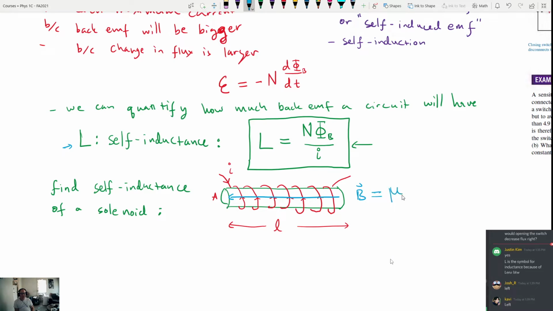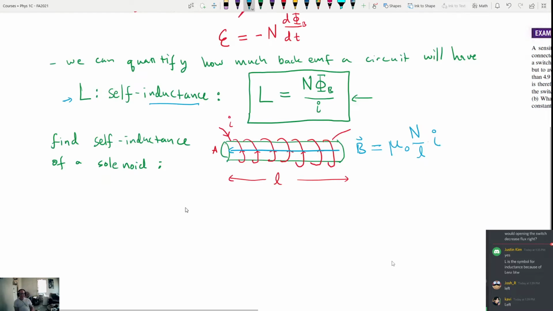The way that we've talked about these things is that we take mu naught, and you multiply by the number of turns divided by the length of the solenoid, and then you just multiply by the current flowing through the solenoid I. So that's the size of the magnetic field. So now let's calculate the inductance L, self-inductance. I'm just going to be calling this usually inductance, by the way, but self-inductance is really what it is.